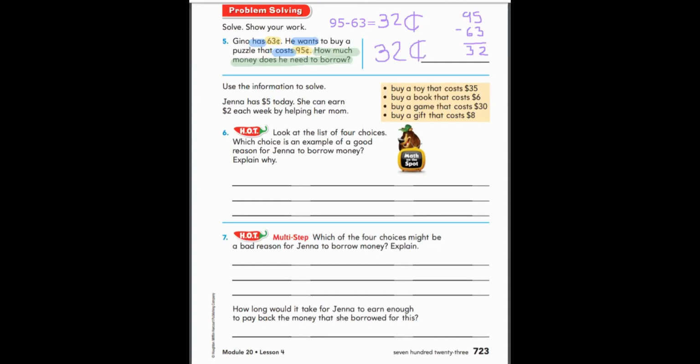We start reading the problem. Use information to solve. And we have some information here on the right side. Buy a toy that costs 35, buy a book that costs 6, buy a game that costs 30, buy a gift that costs 8.